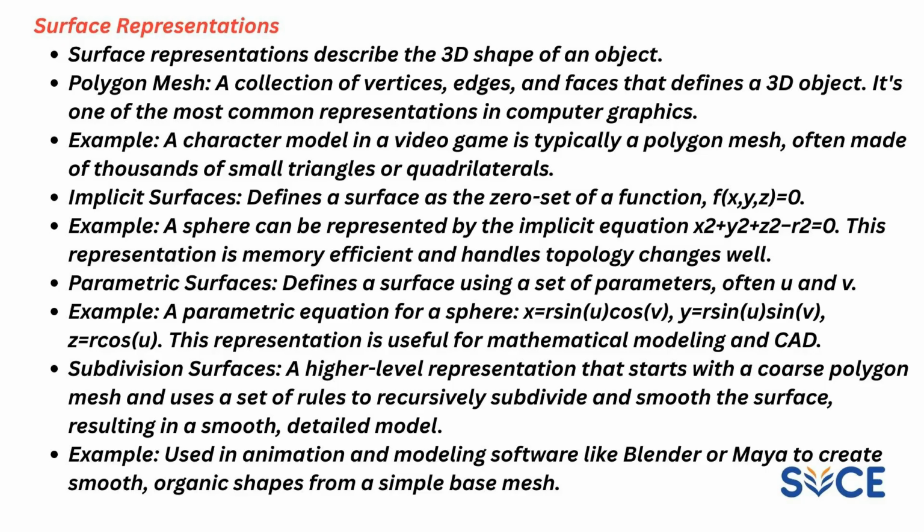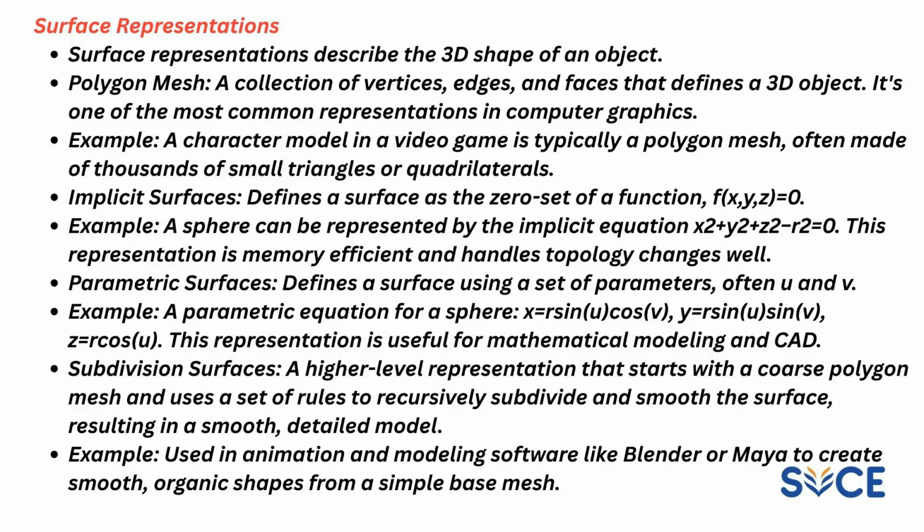Next, we can talk about implicit surfaces. Instead of explicitly listing the vertices, an implicit surface is defined by a mathematical function. The surface is the set of points where the function equals 0. This method is memory efficient and great for handling smooth deformations or changes in topology.